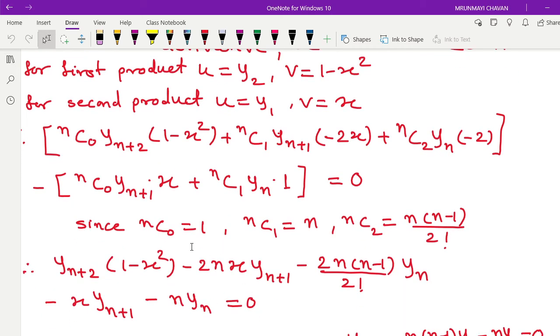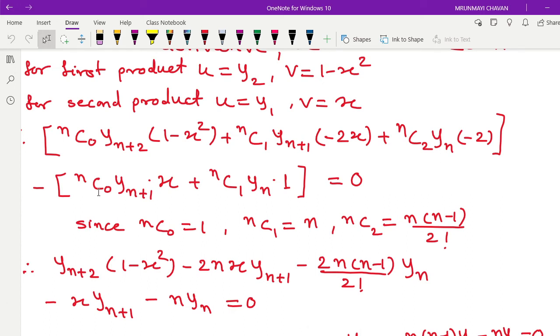Here we substitute nC0 is equal to 1, nC1 is equal to n, nC2 is equal to n into n minus 1 upon factorial 2. So this becomes y_(n+2) into 1 minus x square plus n and this minus 2x. Therefore minus 2nx into y_(n+1) plus here n into n minus 1 upon factorial 2 and here is minus 2. Therefore this minus 2 into n minus 1 upon factorial 2 into this y_n.